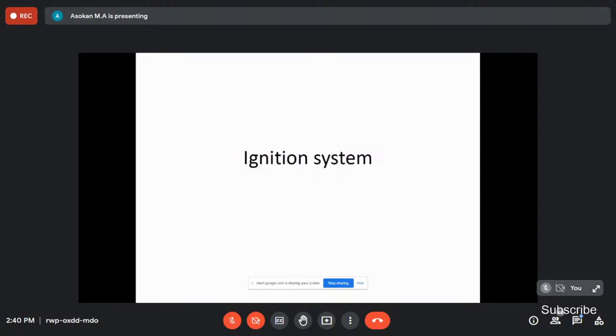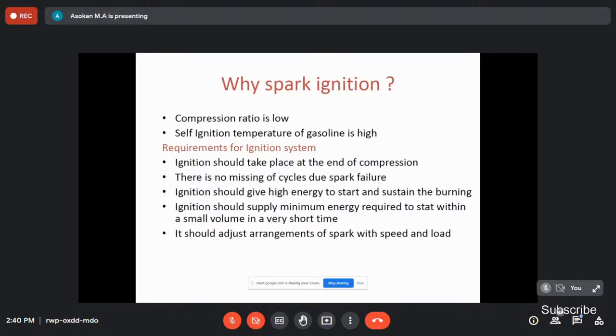Okay, next I'm going to do the ignition system. The ignition system is for the SI engine. Why spark ignition? What is the reason? Because the compression ratio is very low, and also the self-ignition temperature of the fuel is high. So because of this, we go for spark ignition. Even if you increase the compression ratio, it is not possible; it cannot attain that self-ignition temperature.